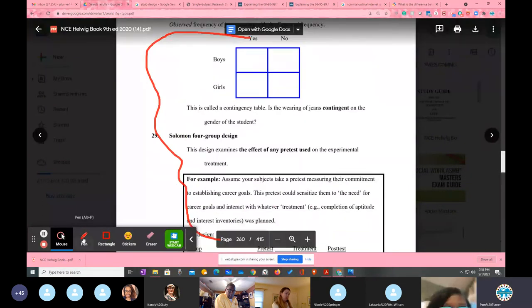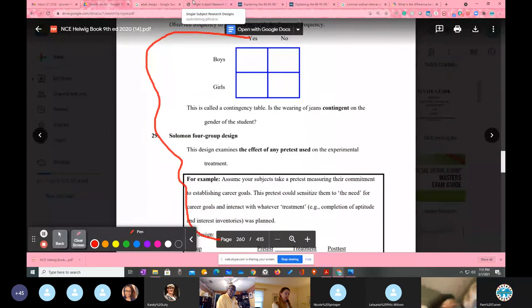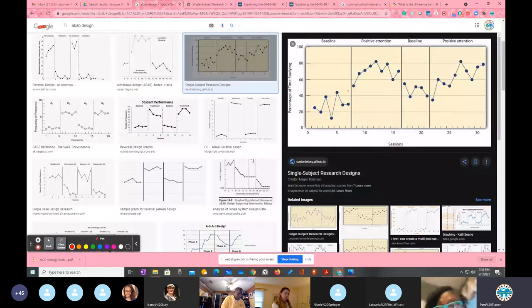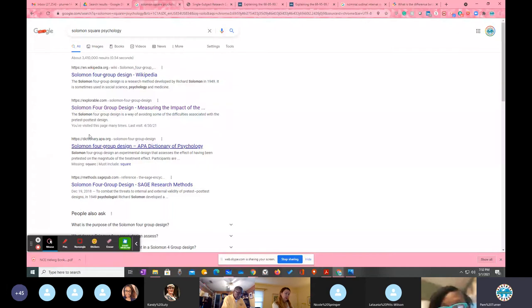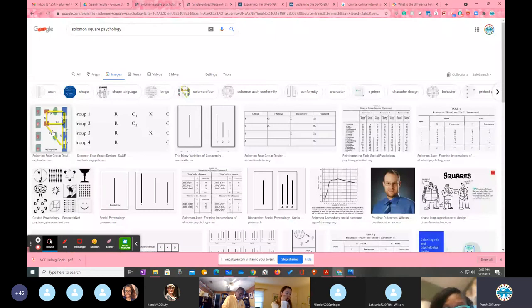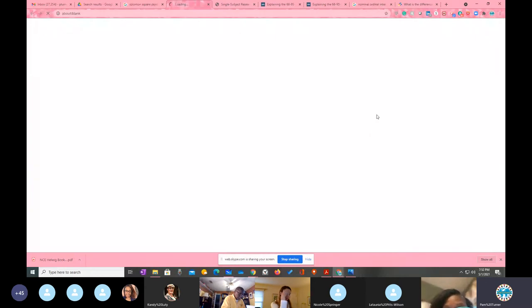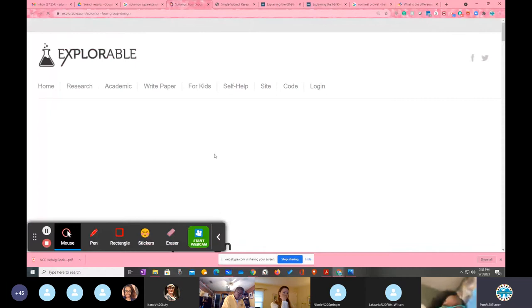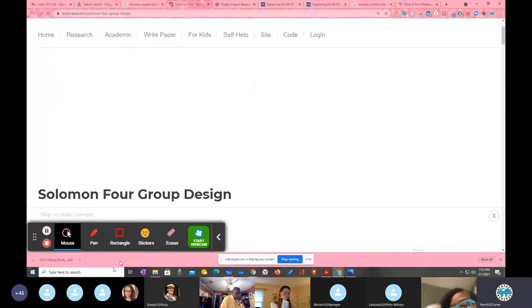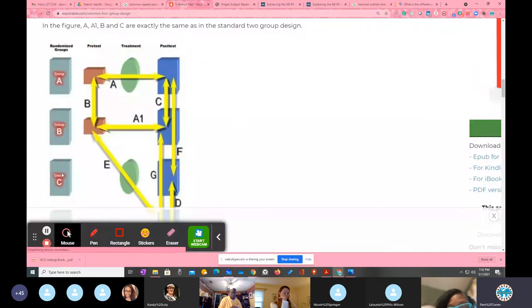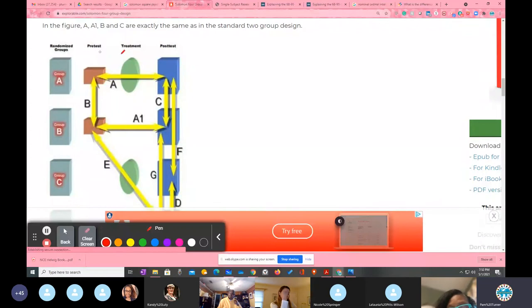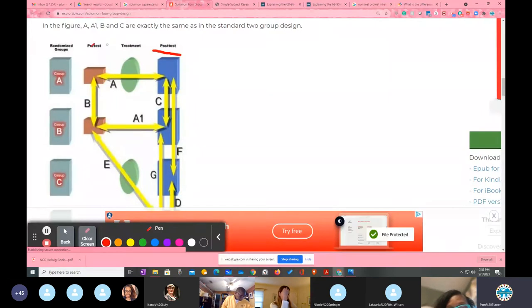The Solomon four-square, have you seen that? The Solomon four-square is seeing where it happened. Did it happen because of the actual treatment or did it happen because of something else? So the Solomon four-square really is looking at, was it the treatment that worked or was it something else? If you see it's randomized groups, of course, that makes a true experiment. And then I have a pretest, treatment, and a post-test. And every group gets something different.